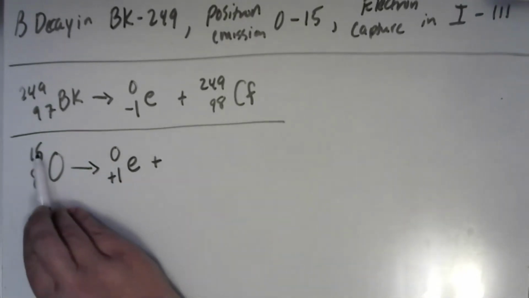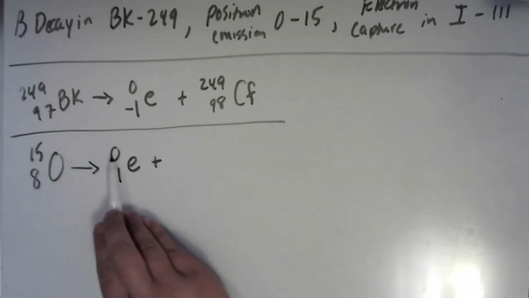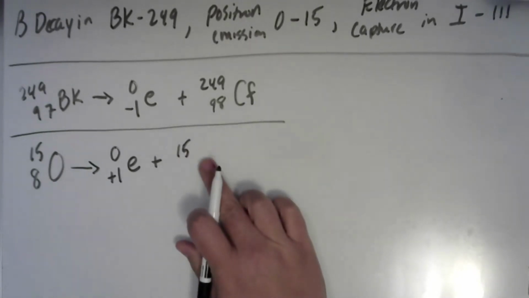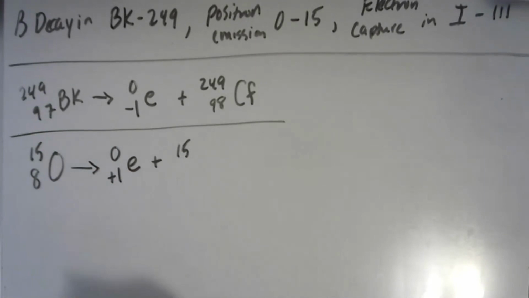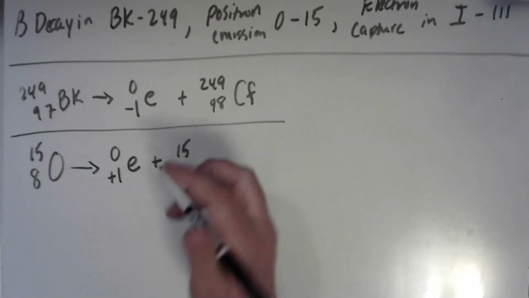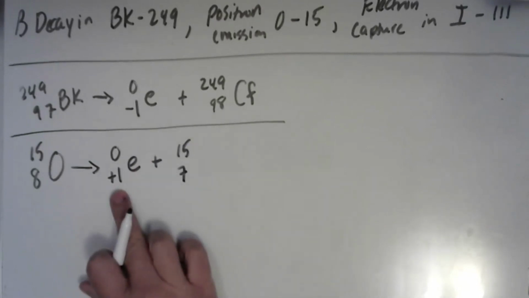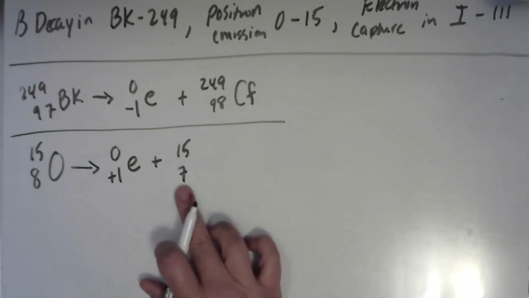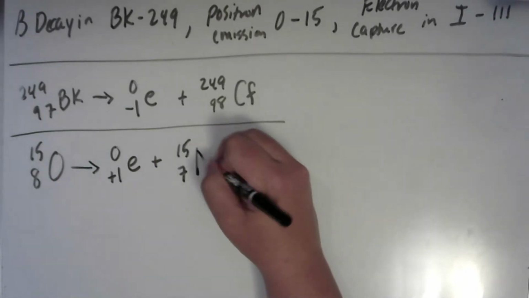Okay, so again, I see that I'm going to get 15 back out as my other superscript because 15 plus 0 is 15. And now I need to figure out what my subscript is. Well, 7 plus 1 equals 8. So 7 is going to be my new subscript. What element has an atomic number of 7? That's going to be nitrogen.